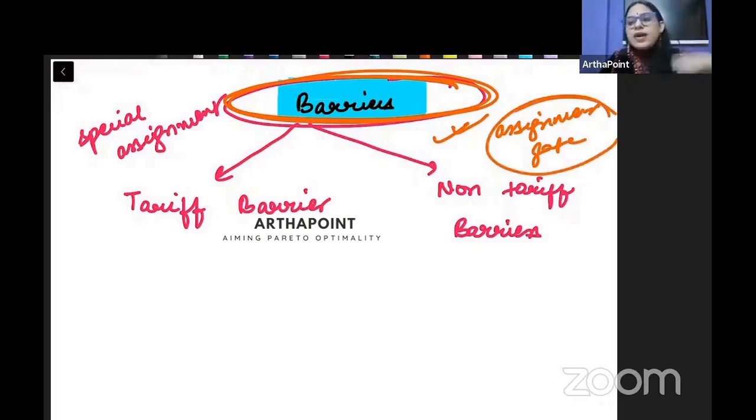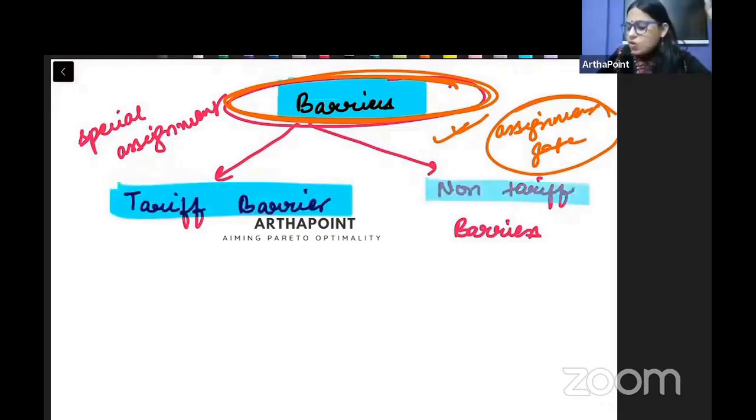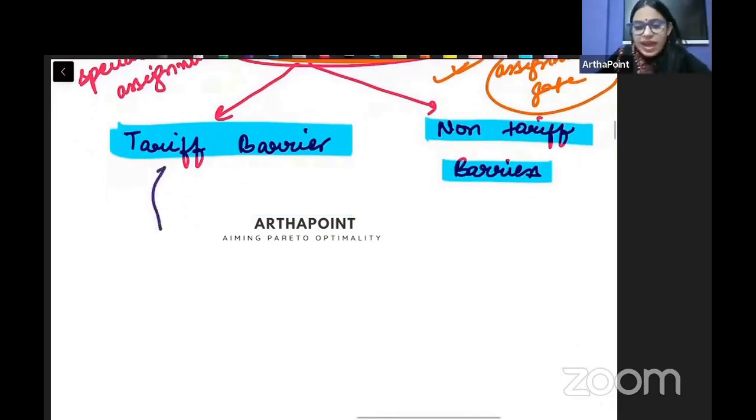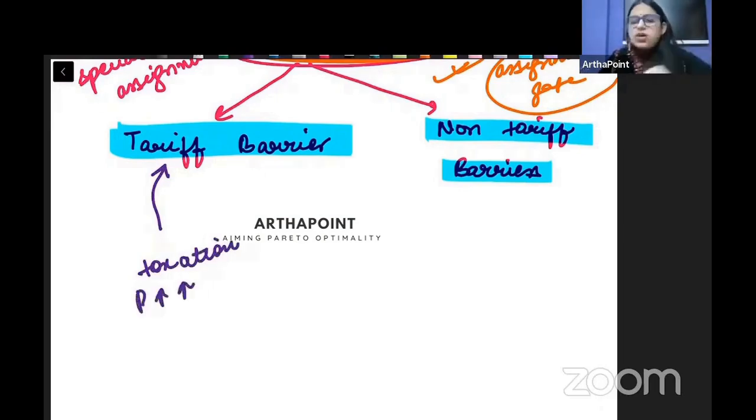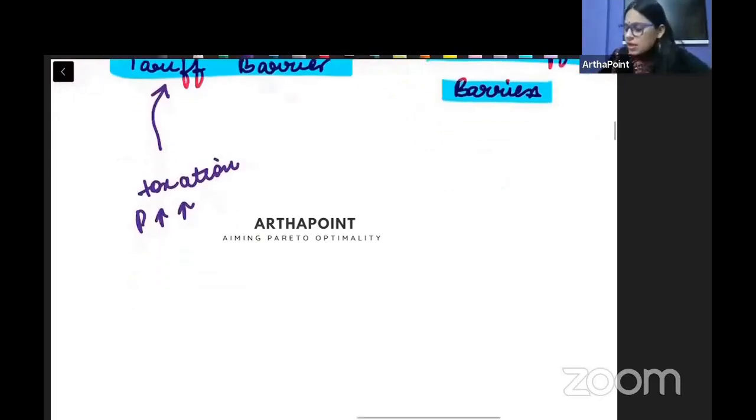So there are two types of barriers. One is called tariff barriers and the other is called non-tariff barriers. Tariff barrier, as the name suggests, is a barrier involving taxation. We inflate the price of a good. For example, you are importing a good from the US to India.